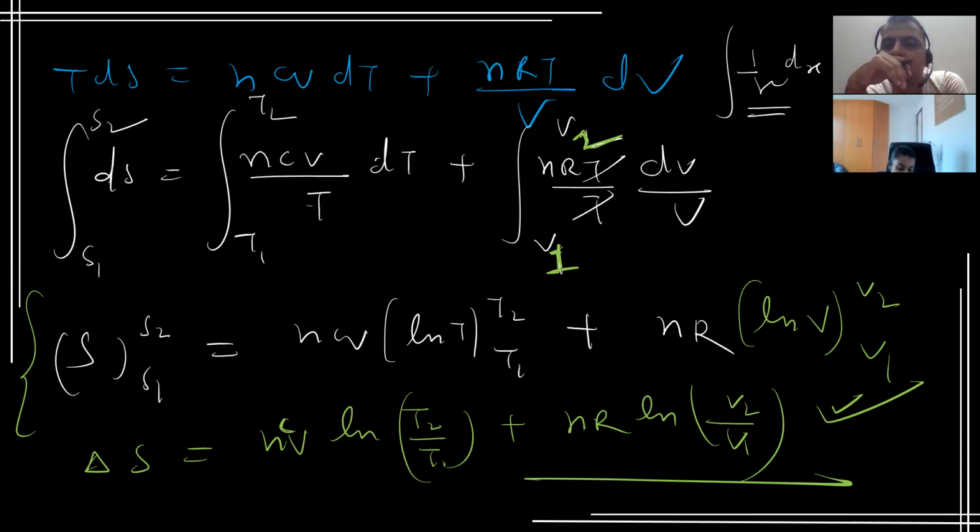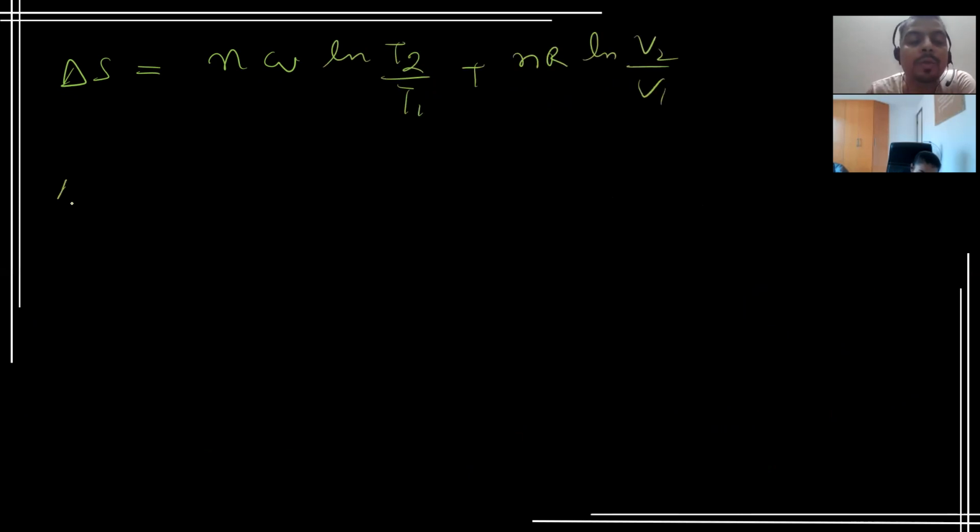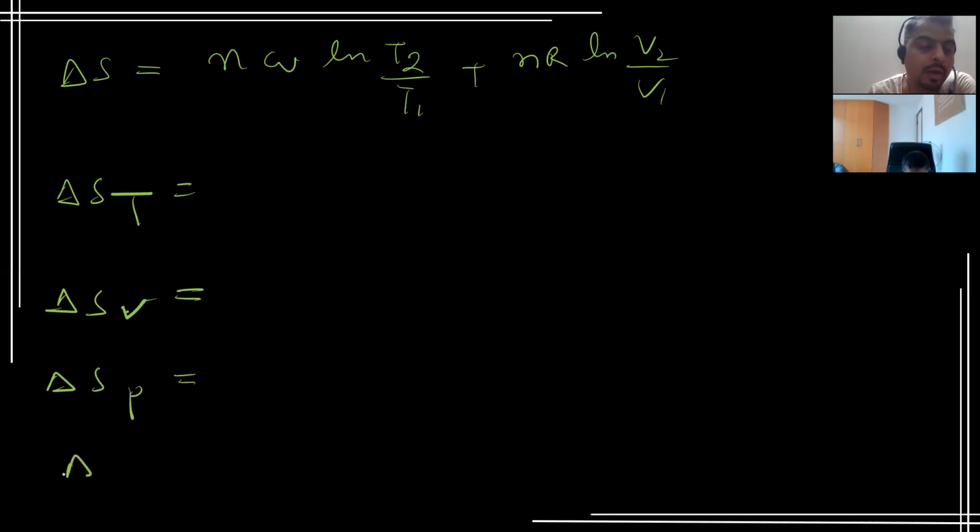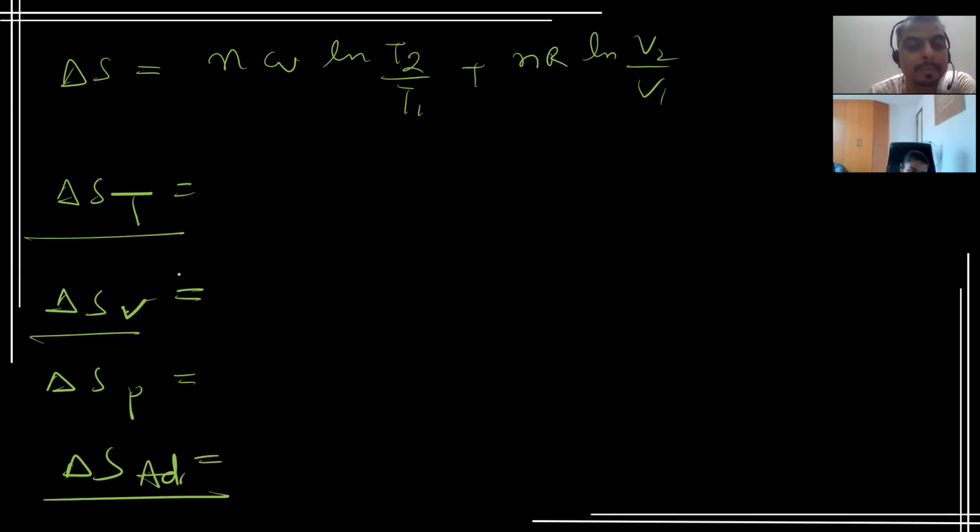Okay, so now this is the general formula. I want you to do some little calculation, a little application of your mind. You have to apply and analyze. This is the general formula for entropy change: nCv ln T2/T1 plus nR ln V2/V1. Now you have to calculate the entropy change for the isothermal process, the isobaric process, the isochoric process, and the adiabatic process from this formula.